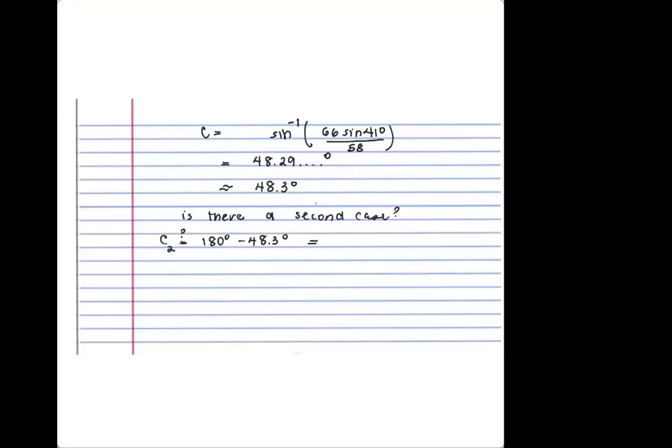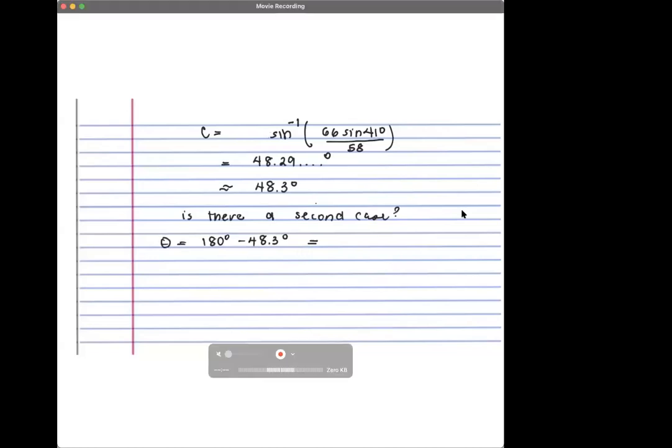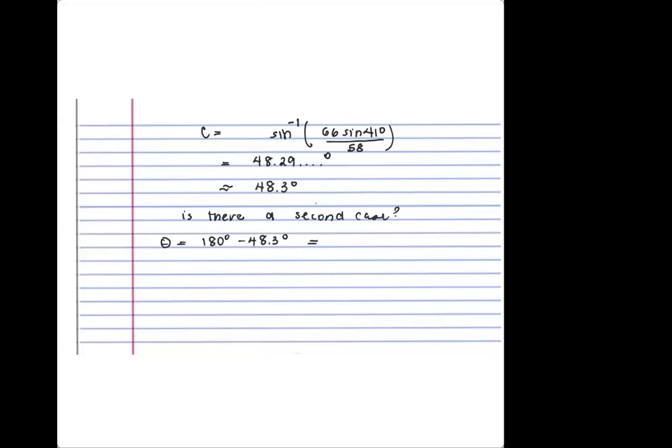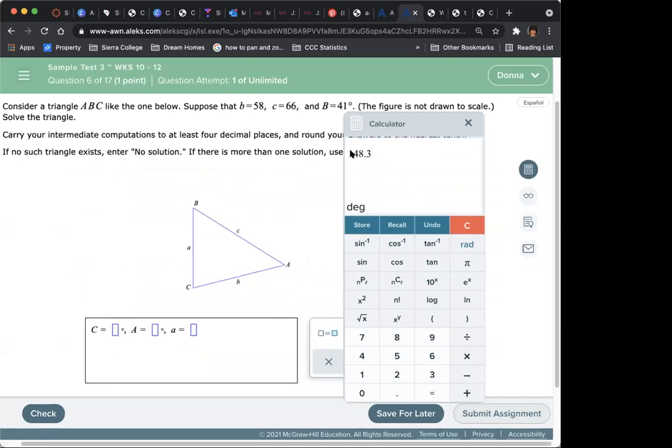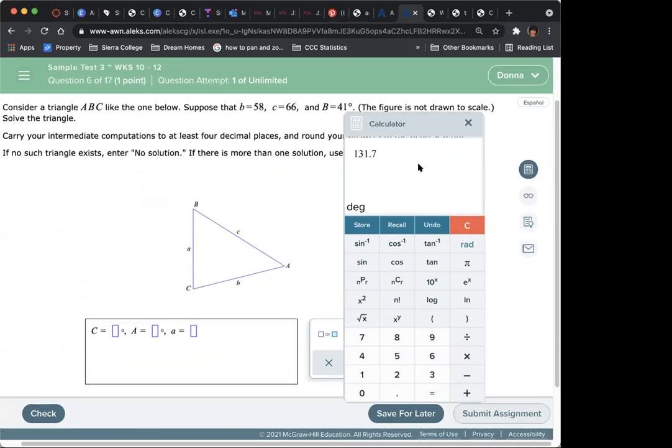I'll call it C2, or let's call it theta. So let's do 180 minus 48.3 on the calculator, making sure I don't make any mistakes. We're going to do 180 minus 48.3, and we get 131.7.